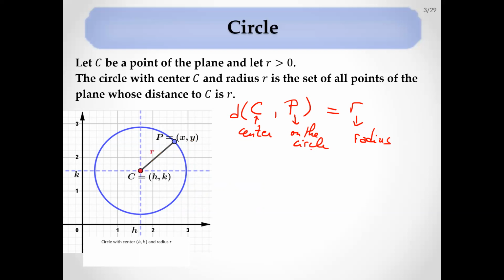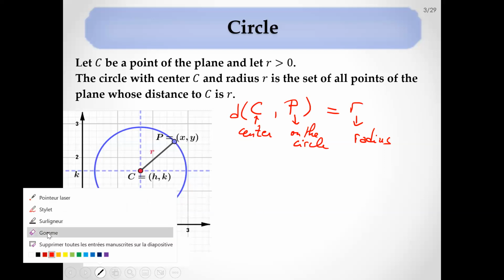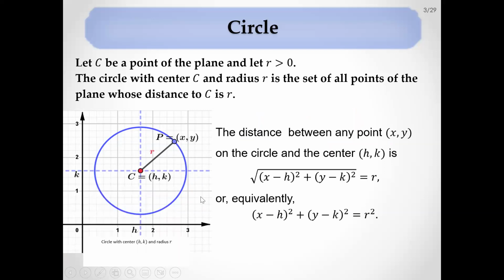We know R. So with this definition, characterization of points on the circle, we'll be able to write the equation of a circle. So using the distance, I write again the formula. The distance between C, the center, and P, a point on the circle, is R. Writing the formula of the distance. So it's square root of x minus h all squared plus y minus k all squared. And this must be equal to R.